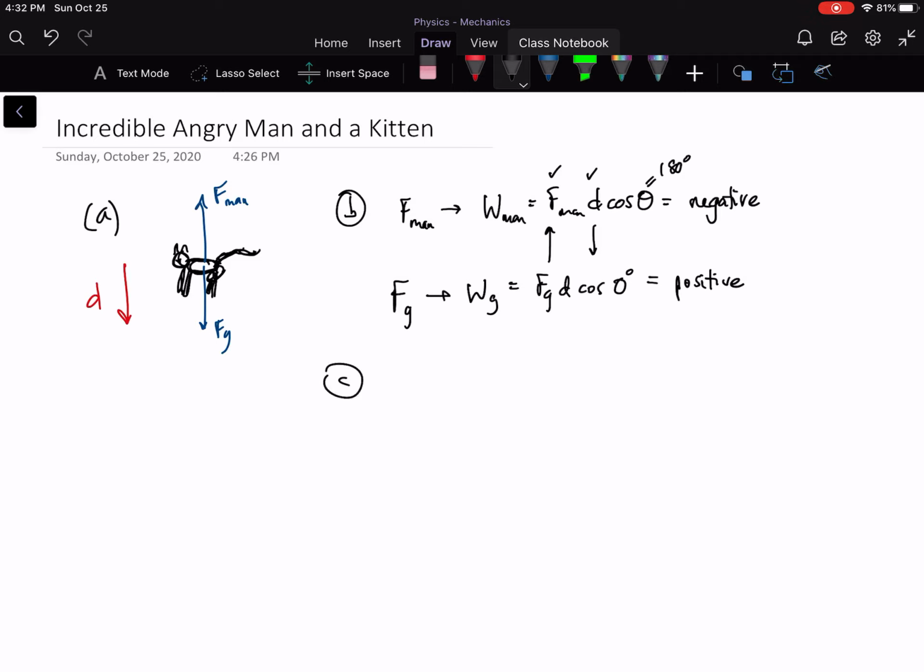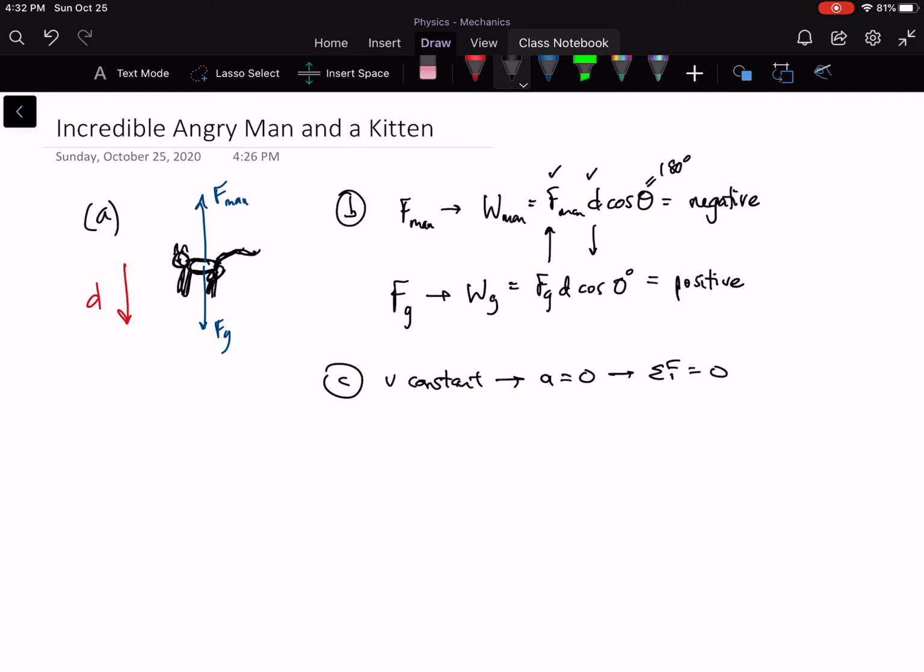If the velocity of the kitten during the rescue is constant, what is the net work done on the kitten? All right, well, you could go about this a couple of different ways, but the shortest thing is to say, okay, v is constant. That means acceleration is 0, and that means that the net force has to be equal to 0. Actually, this is a long way, okay?